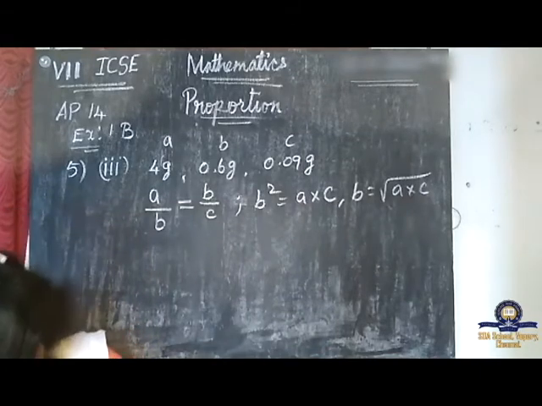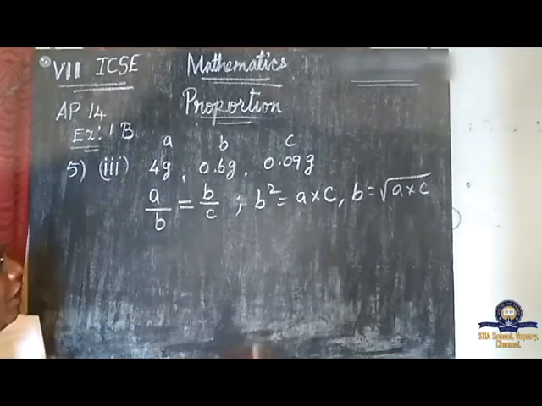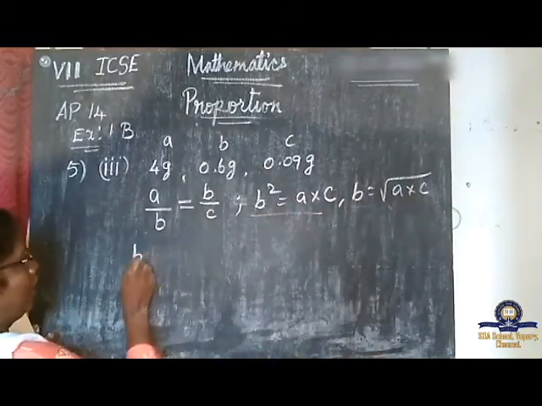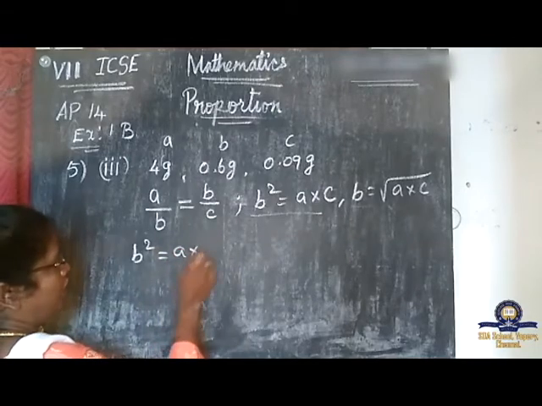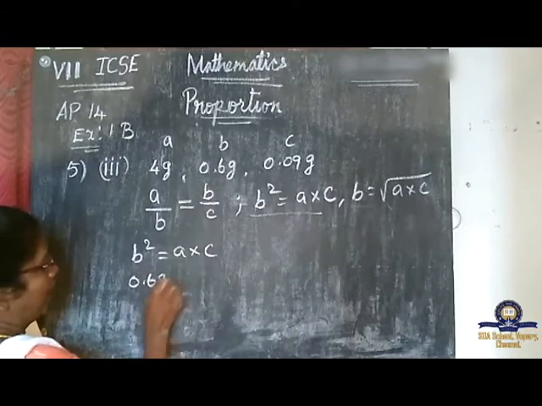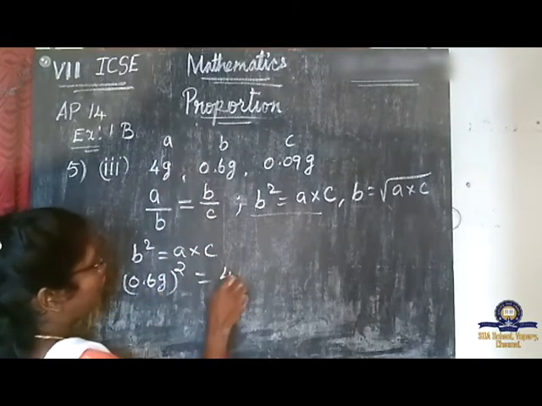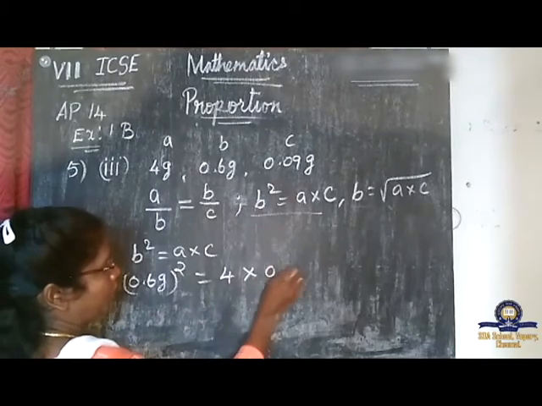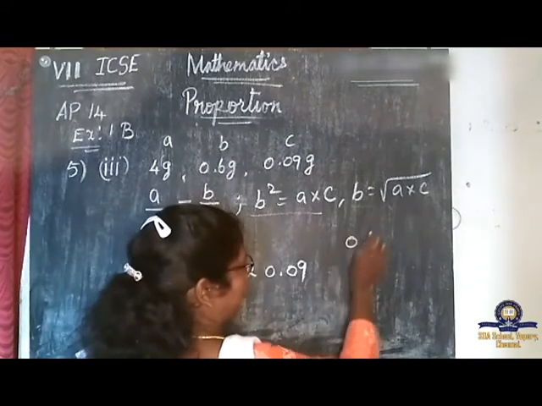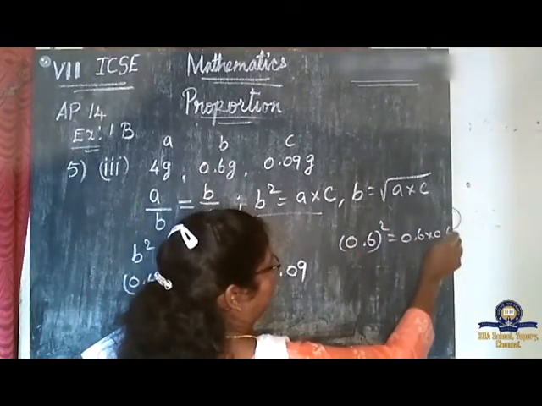Okay. This only we are going to do here. We can apply here or here. In any one we can apply. Let's take this one. B square is equal to A into C. What is B here? 0.6 gram, the whole square, is equal to, what is A? 4. What is C? 0.09. You multiply. Square means what? 0.6 the whole square means 0.6 into 0.6.